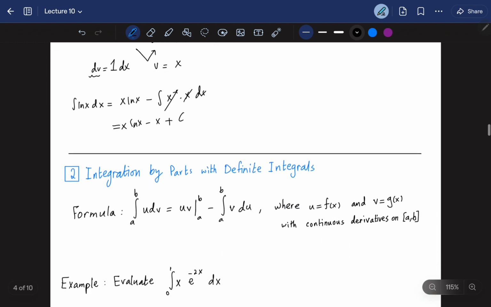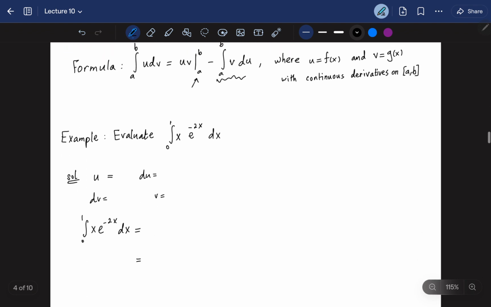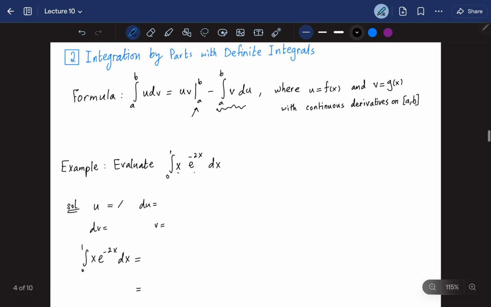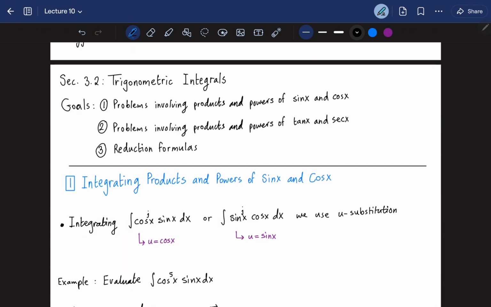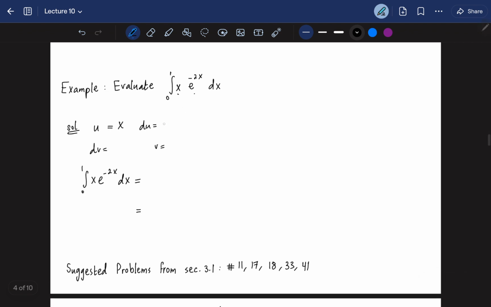Now integration by parts with definite integrals is technically the same. The only thing different here is I need to apply the bounds to my integral. So instead of just multiplying u times v, I need to substitute the bounds a, b, upper minus lower, and we integrate here with the bounds too. So for example, if I have this integral, I have algebraic and exponential, so obviously my u is going to be just x. My du is just dx, then dv you take the rest.